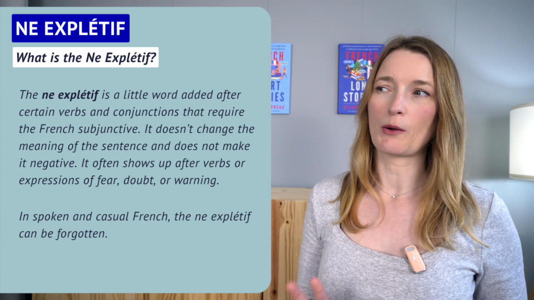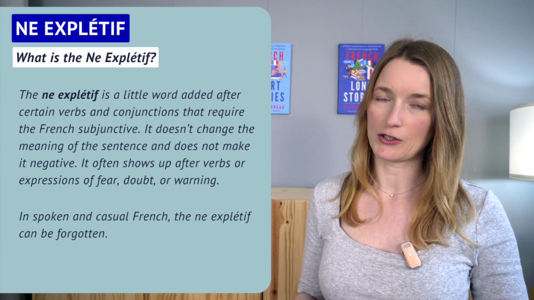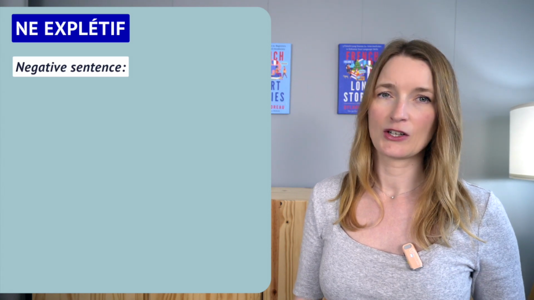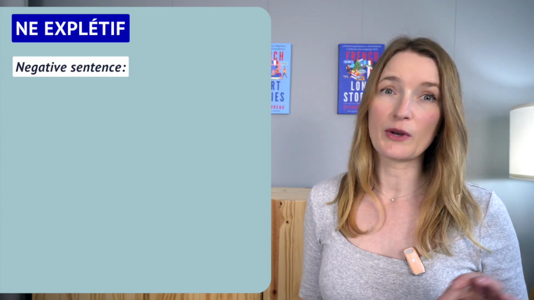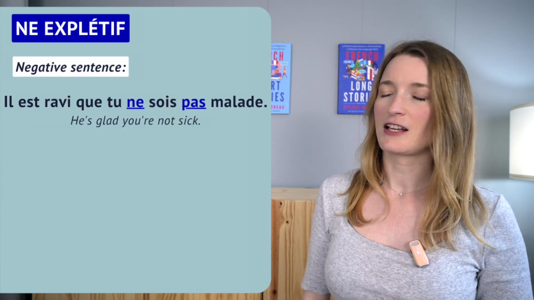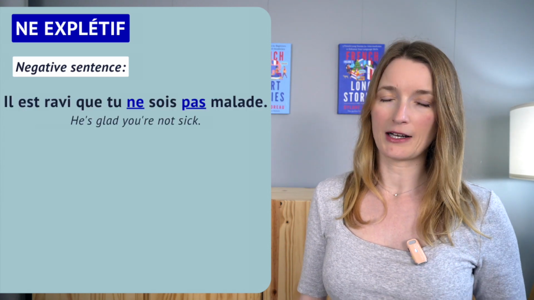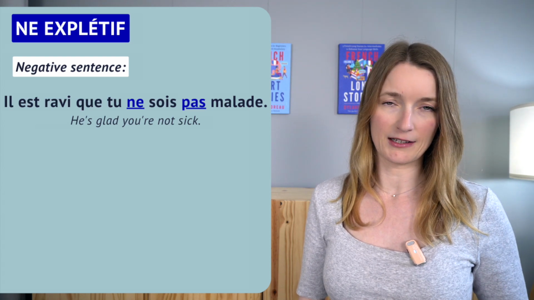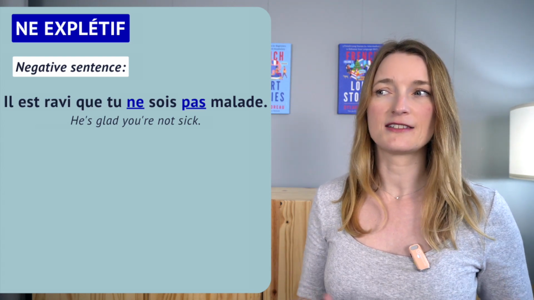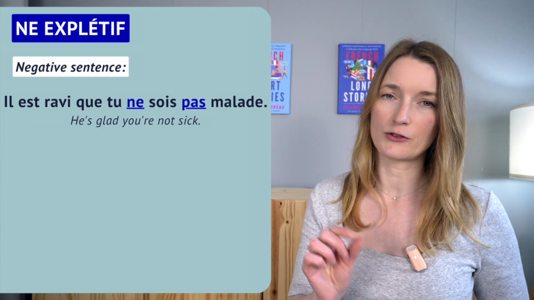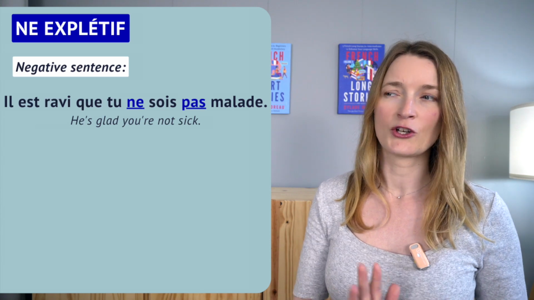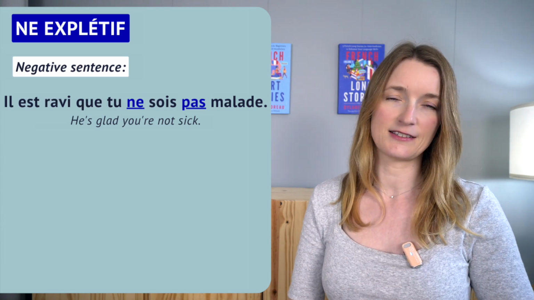We are going to talk more about its usage, if you should use it or not, but let's first see a negative sentence. So, a negative sentence with the French subjunctive. Il est ravi que tu ne sois pas malade. So here we can clearly see the negation with ne and with pas. Okay, so here we do have a negative sentence.